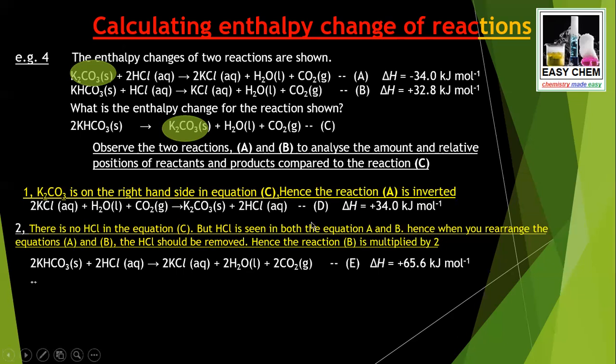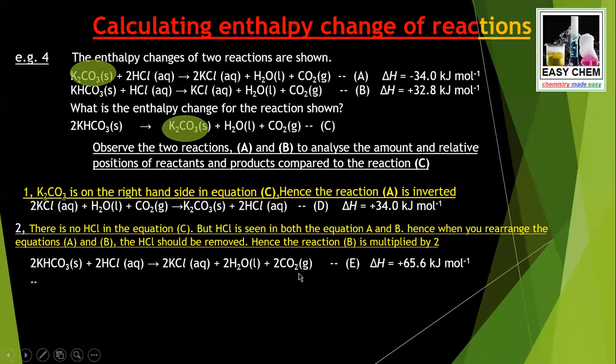And then, when you multiply the equation B by 2, I get 2KHCO3, 2HCl, 2KCl, 2H2O, 2 carbon dioxide. Enthalpy change is positive 65.6 because here in this equation B, it is positive 32.8. When you multiply equation B by 2, enthalpy change also multiplies by 2. So I have made changes to both A and B and obtained equations D and E.